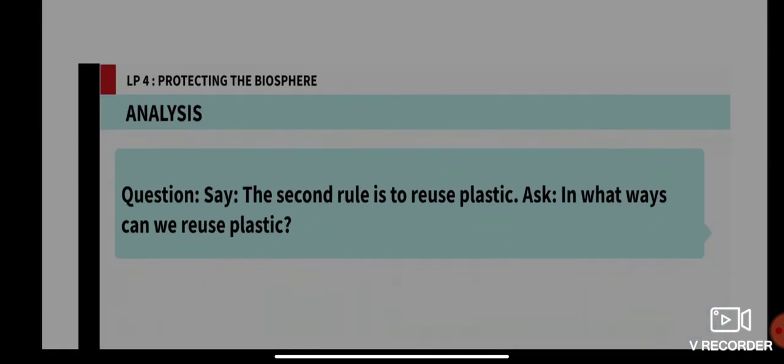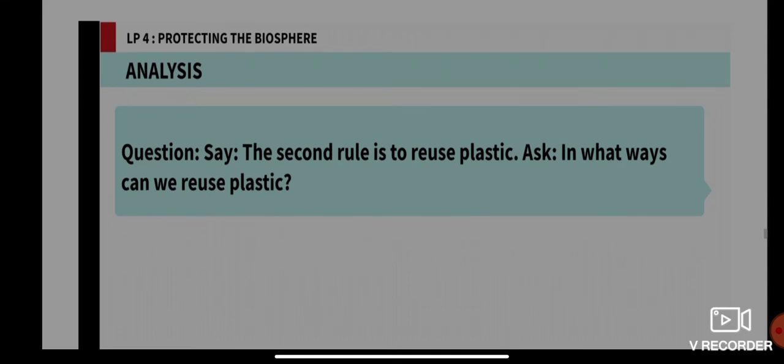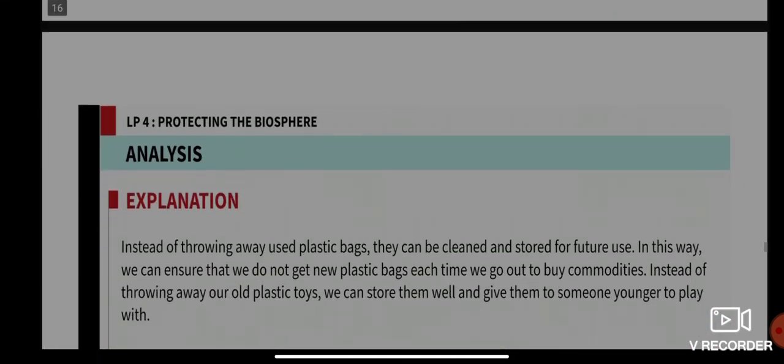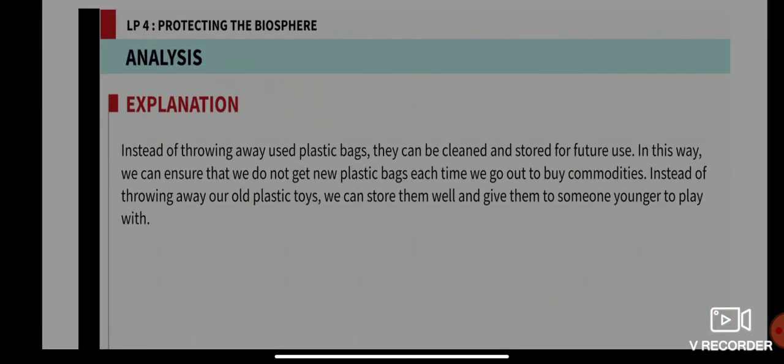Now coming back to the second rule, the second rule is to reuse plastic. How do we reuse plastic? In what ways can we reuse plastic? I hope you all know the answer. Instead of throwing away used plastic bags, they can be cleaned and stored for future use. Not just one use, you can use them two, three or four times, after washing, drying and keeping them safe.